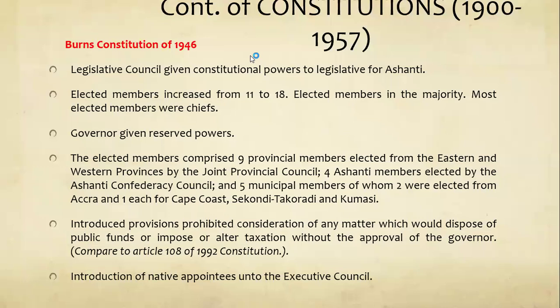Also, for the first time, representatives from Asante territory were included. So all this while Asante territory was not included in the various legislative and executive councils. But these representatives from the Asante territory had to be persons who owed allegiance to the Golden Stool, that is the Asante Hene. And they were 4 in number.